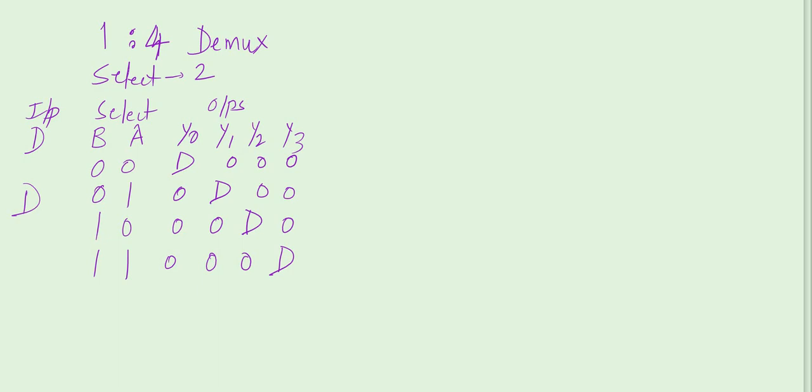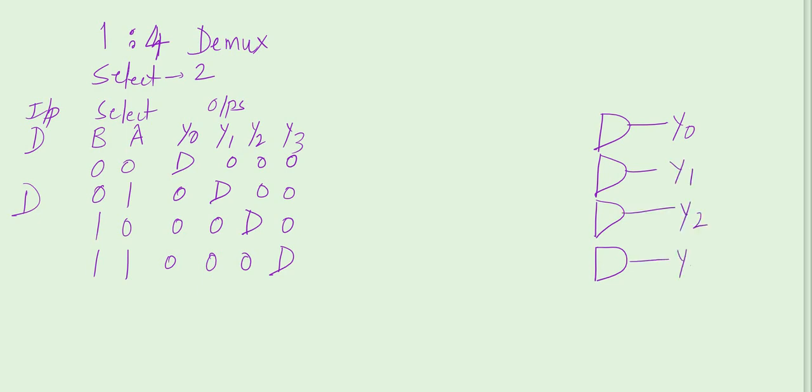Now let us draw the circuit. The circuit is again very easy. 4 AND gates for 4 outputs. This will generate Y0, this will generate Y1, this will generate Y2, and this will generate Y3. The input D will be provided to all the gates because it should reach all of the gates.